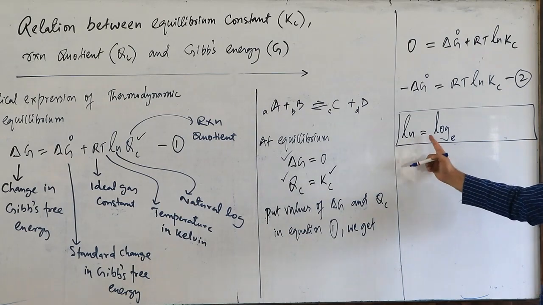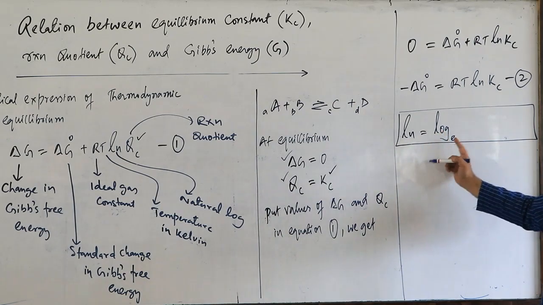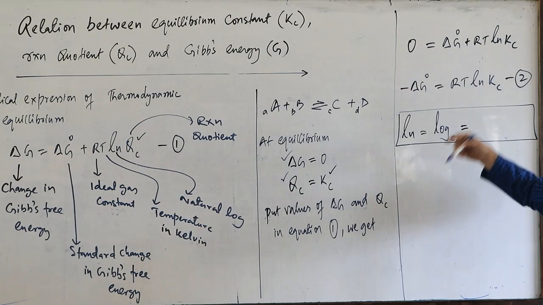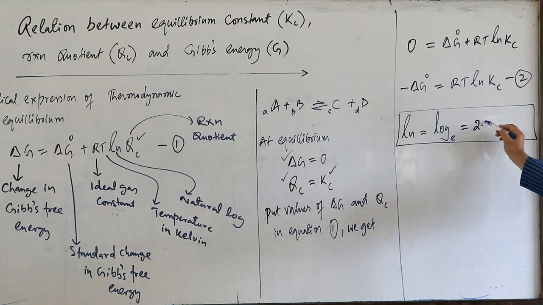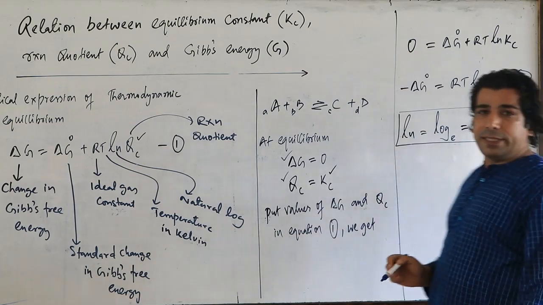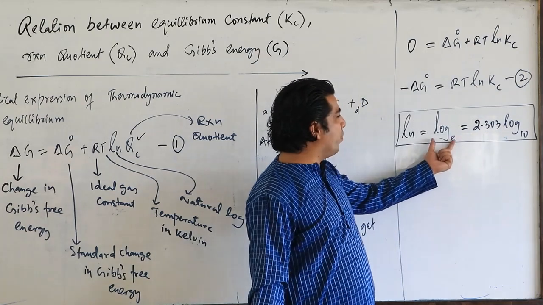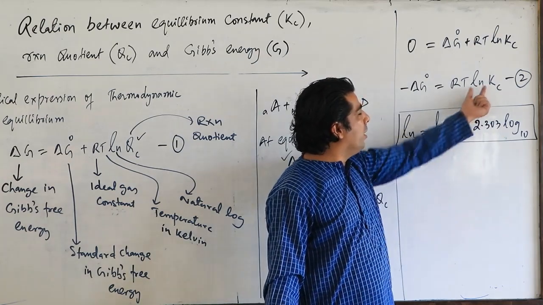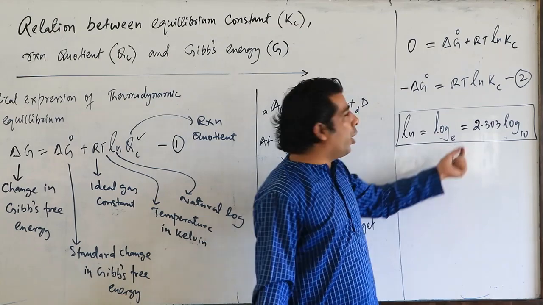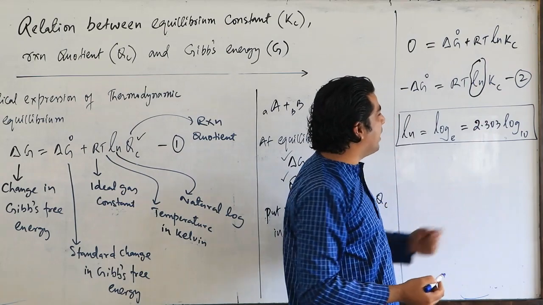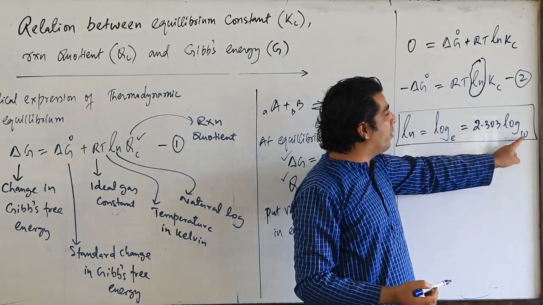So natural log is equal to log to the base e, and if I transfer it into common logarithm, what is that? It is 2.303 log to the base 10. Now my dear friends, in place of this ln, it's your choice. Either you mention this natural log as log to the base e, or you can mention it as 2.303 log to the base 10.